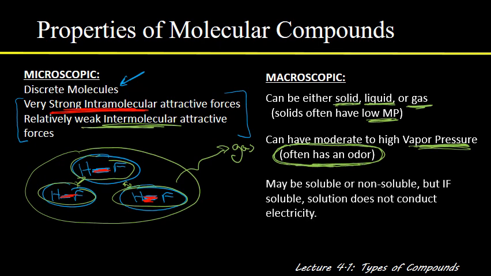Okay, and then unlike ionic compounds, covalent compounds might be soluble, might be insoluble, but if they are soluble, the solution does not conduct electricity, because when it dissolves, instead of getting a bunch of ions in solution, you just get a whole bunch of individual neutral covalent molecules floating around. Sugar is a good example. Sugar is very, very soluble, but you put sugar in water and you just get a bunch of sugar molecules floating around. There are no ions, and so the solution can't conduct electricity.